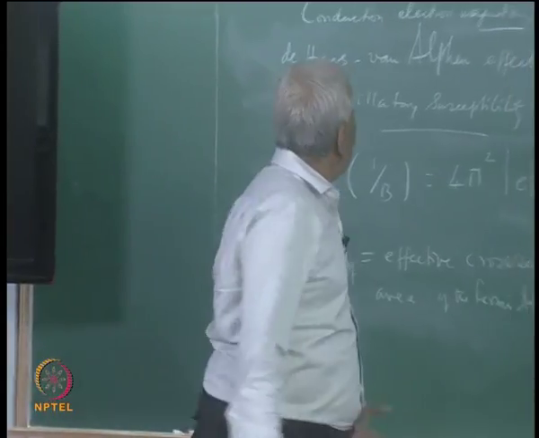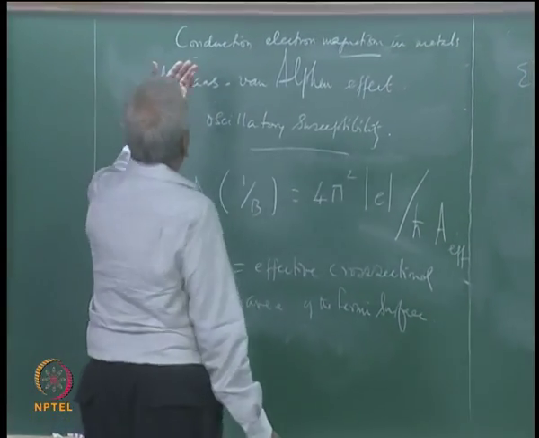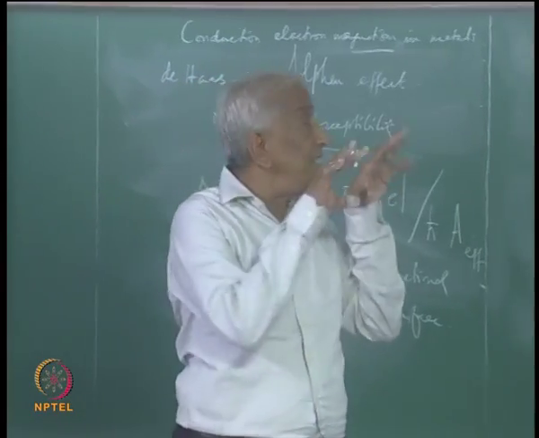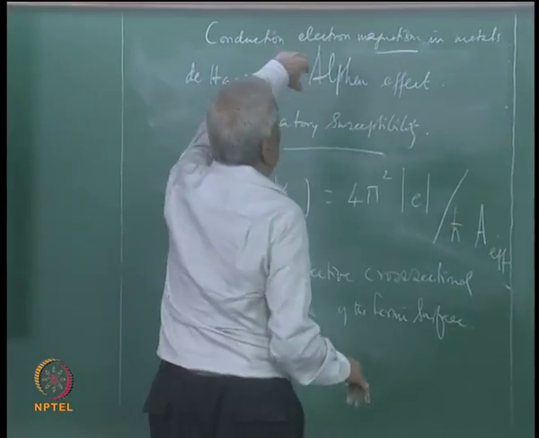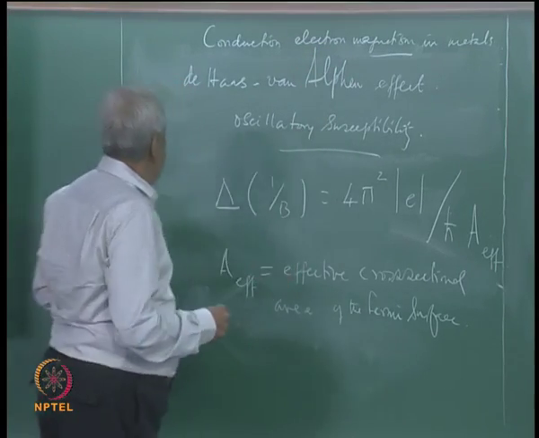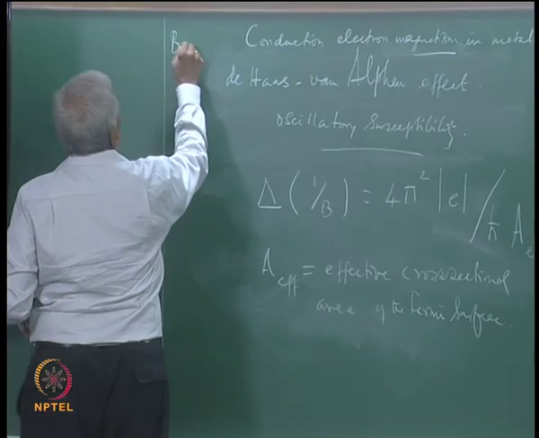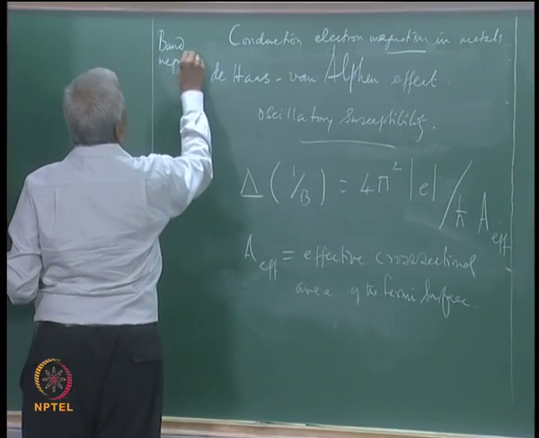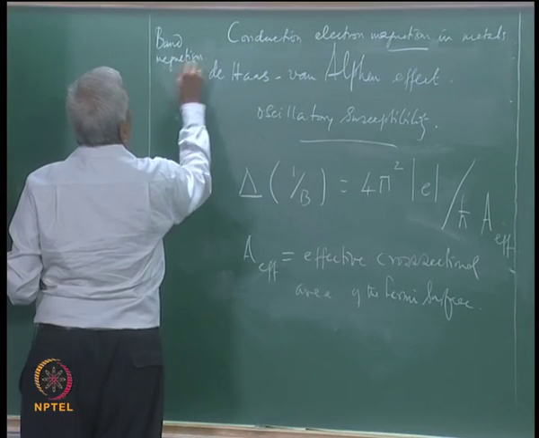This also leads to a similar interesting effect due to the cooperative magnetic ordering of conduction electrons in a metal and leads to what is known as band magnetism. We will discuss this separately.